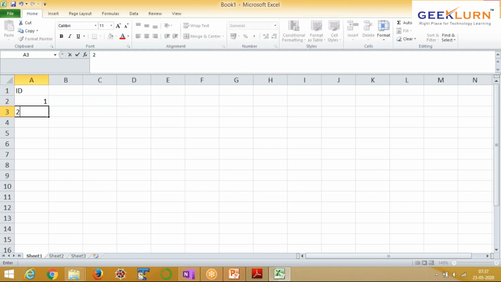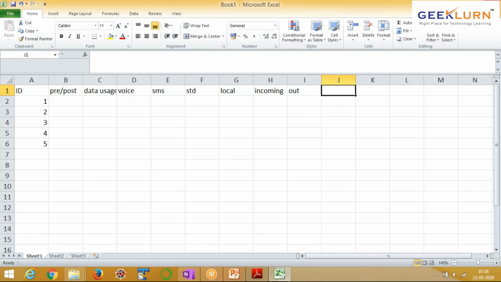Okay, fine. So let's imagine here are our customers. These are our Airtel customers. Customer one, let's imagine this person is using prepaid or postpaid. This is the minimum information that generally anywhere they will have in the service. And here, let's say data usage: how much internet usage he is making, how much voice calls, how much SMS charges, how much STD calls, local calls, how much incoming, how much outgoing, and what else?